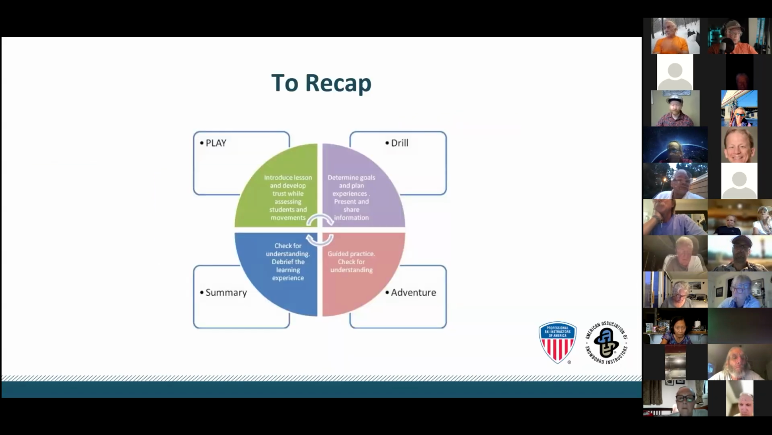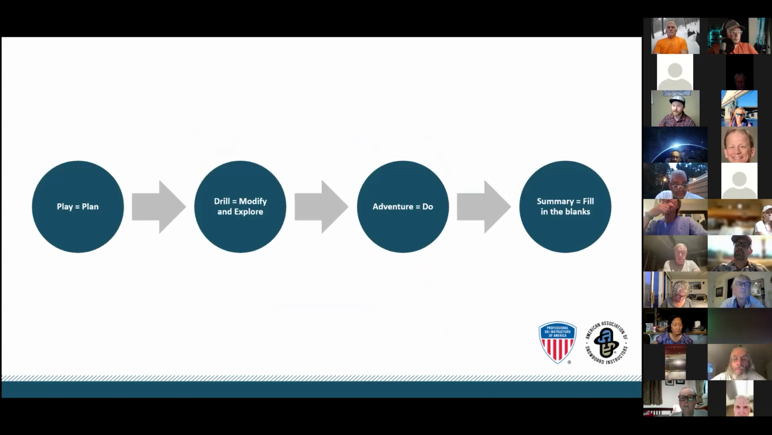So I just want to come back to this slide a little bit, all right? So yes, it's a formula. Yes, it's a useful formula. But as long as you know where to put your energy into and where to leave some wiggle room, then you can have a much more successful lesson, okay? So this is kind of my way of breaking this down. Play, plan, okay? Drill is where you modify and explore. Adventure is where you do something, okay?